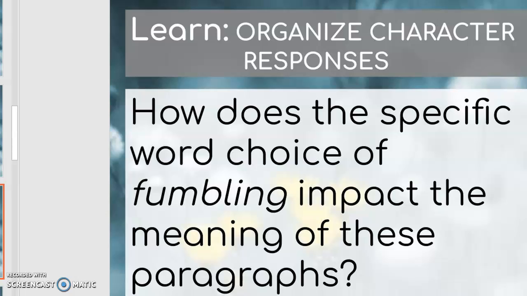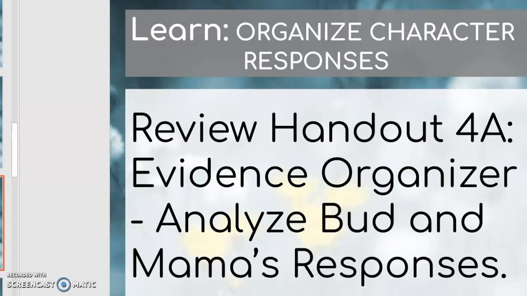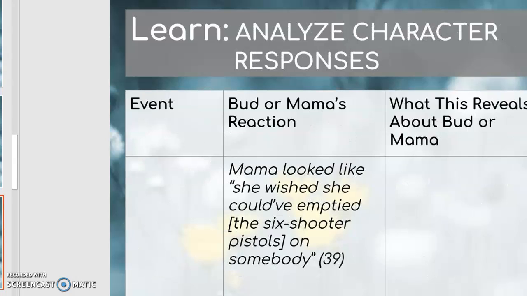Still under Learn: how does the specific word choice of fumbling impact the meaning of these paragraphs? That's information you're going to get from your actual reading. You're going to put that on the review Handout 4A, Evidence Organizer: Analyze Bud and Mama's Responses. And that looks something like this. You see we have the event, we have Bud's or Mama's reaction, and then we have what this reveals about Bud or Mama. Mama looked like she wished she could have emptied the six-shooter pistol on somebody. And that came from page 39.